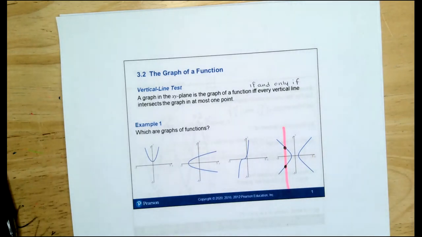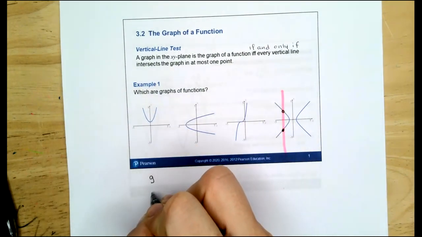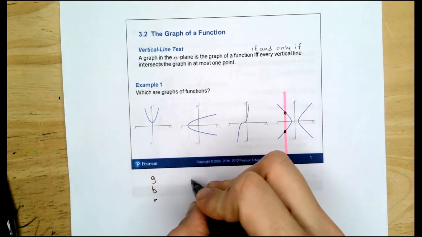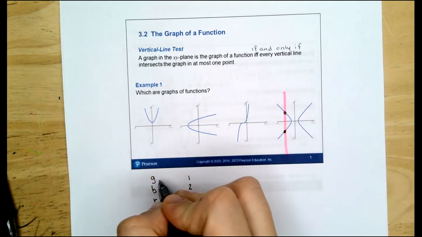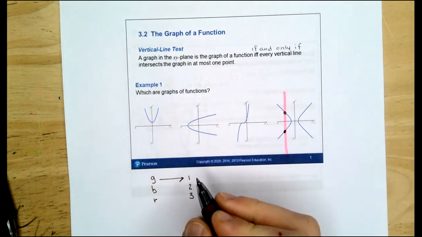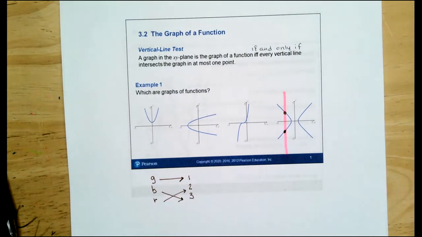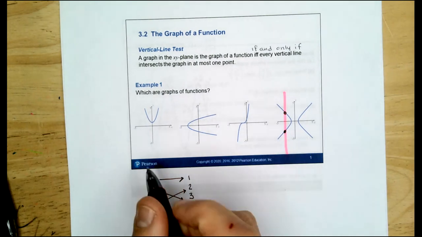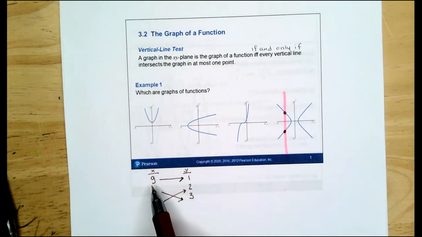Okay? So let's remember what a function is, right? A function is green, blue, red, paired with 1, 2, 3, on a mapping. So if green is 1, blue is 3, red is 2, that is a function because every color has only one number. Every time you put in G, you're going to get 1. Every time you put in B, you're going to get 3. Every time you put in R, you're going to get 2, right?